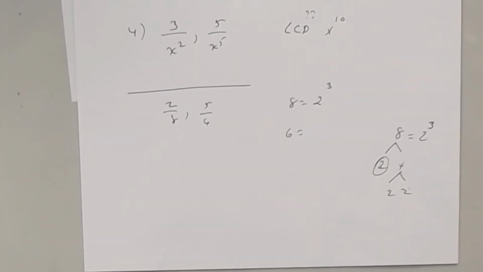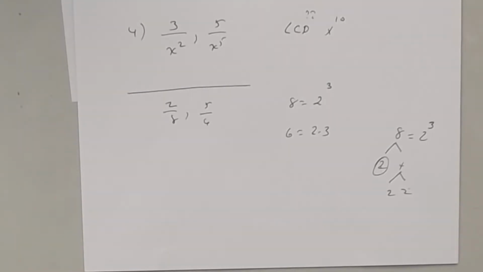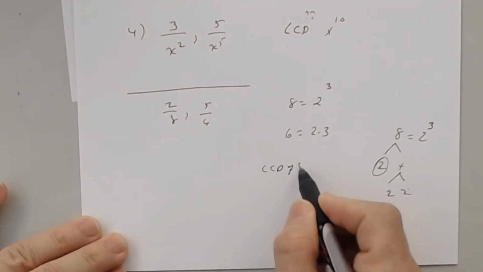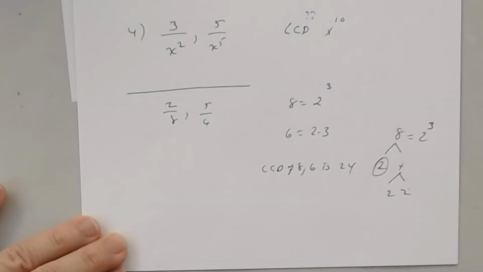Let's talk about 6. 6 you can do in your head. 6 is the product of what 2 prime numbers? 2 and 3. All right. So I wrote 8 and 6 as a product of prime numbers. Now we know that the LCD of 8 and 6 is what? 24. Okay?